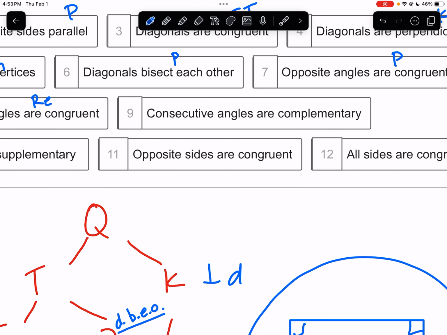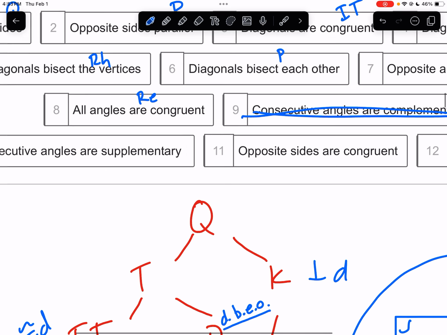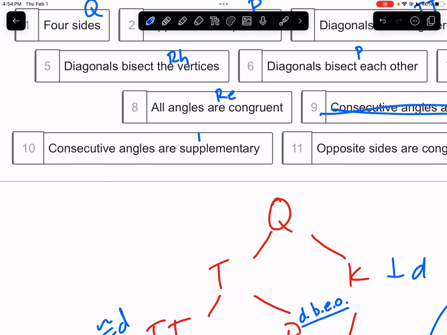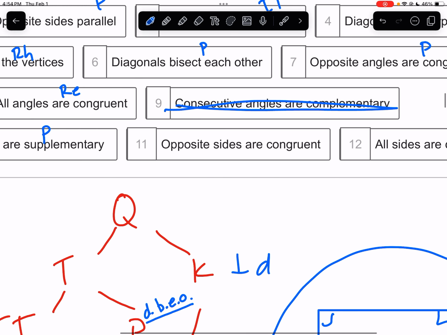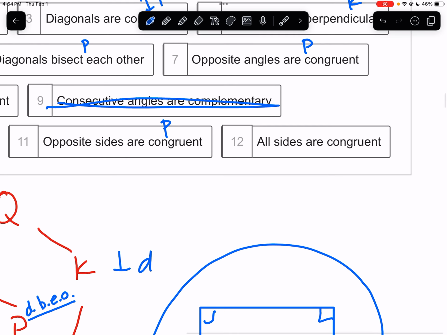Consecutive angles are complementary. Did we talk about that at all? No. Consecutive angles are supplementary, that was a parallelogram. That's one of its core properties. Opposite sides are congruent. Parallelogram, one of its core properties. And all sides are congruent.